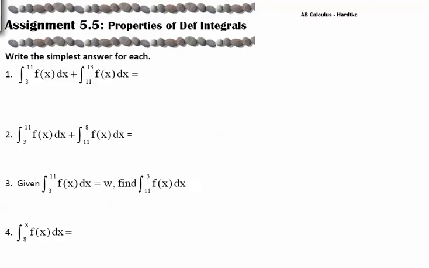We're practicing our properties of integrals here. Hopefully much of this will be very visual for you. Here we're adding the integral from 3 to 11 and then picking up with 11 to 13. So we may as well do this as one interval from 3 all the way to 13.